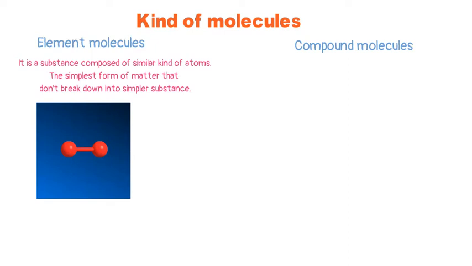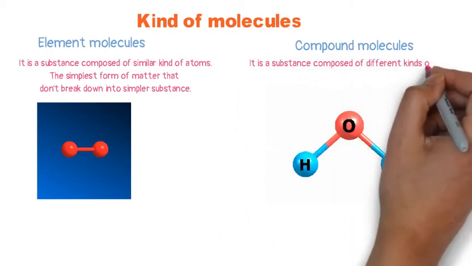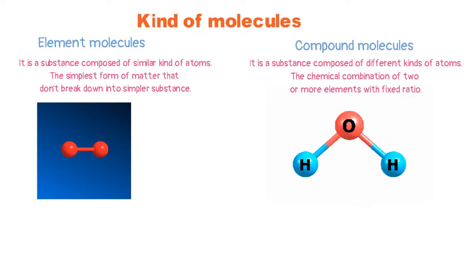Like the oxygen molecule. The oxygen molecule is composed of two similar atoms, or two atoms of the same kind, as we see in this example. While the compound molecule consists of two or more different atoms. So from this we conclude that the compound molecule is the substance composed of different kinds of atoms, the chemical combination of two or more elements with a fixed ratio.